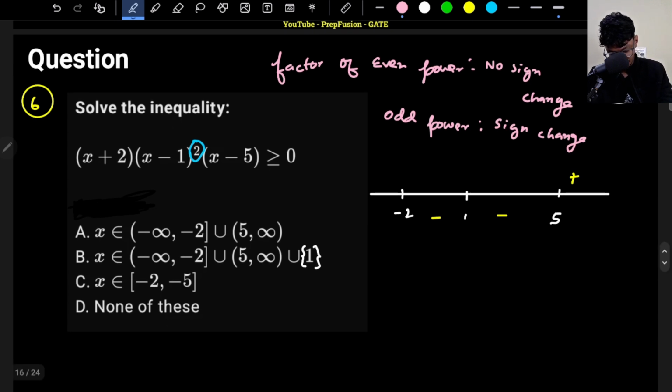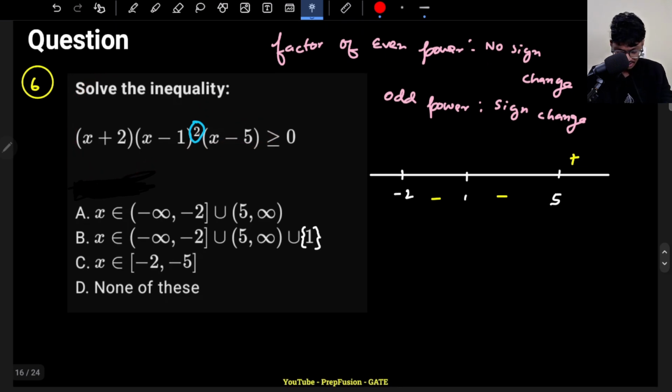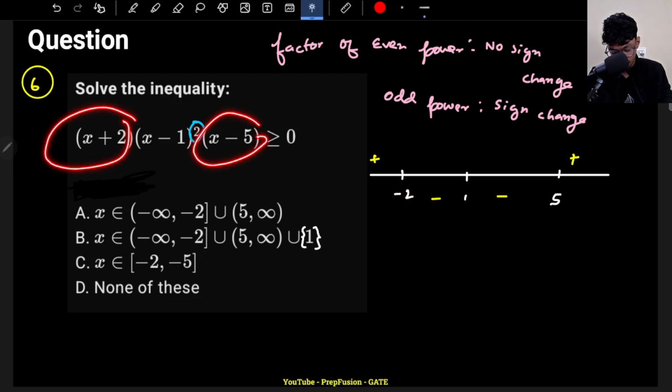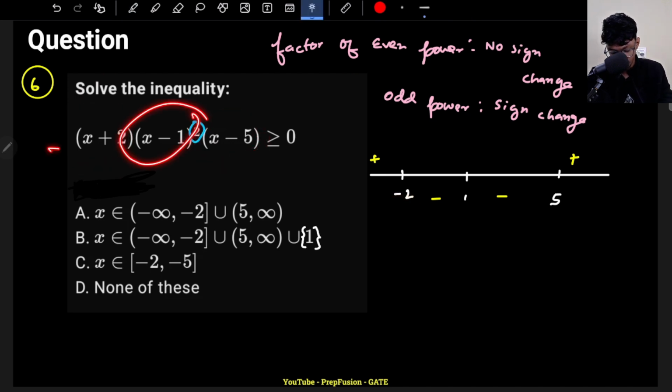You can take more examples, more values, if you wish. So here again the sign will change. If you choose a value less than minus 2, this will be negative, this will be negative, this will be negative, this will be negative, and this is anyways positive. So overall you'll get a positive number. At a critical point where I am getting repeated factors, it depends on the power. If the power is even, then the sign will not change. Why? Minus 1 whole square is 1. I hope you understood that intuition.